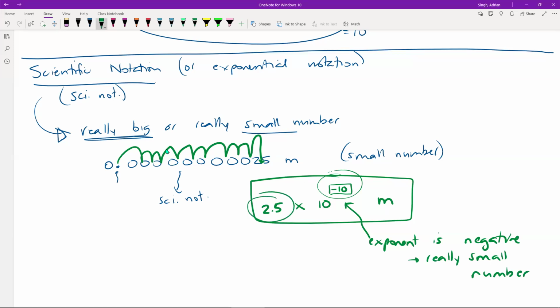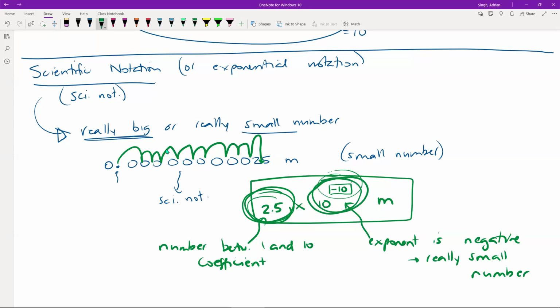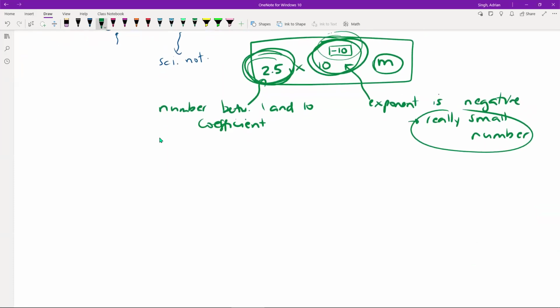This first part of it here, the number between 1 and 10, that is known as a coefficient. So when you write a number in scientific notation, you have two parts to it, actually three parts to it. You have the coefficient, the number between 1 and 10. You have 10 raised to a certain power, the exponent, and then you have a unit, right? That tells you what it is that you're actually measuring in this case. So negative exponent, a really small number. What if we had a number on the other end of the scale? So let's say we had a number like 602.